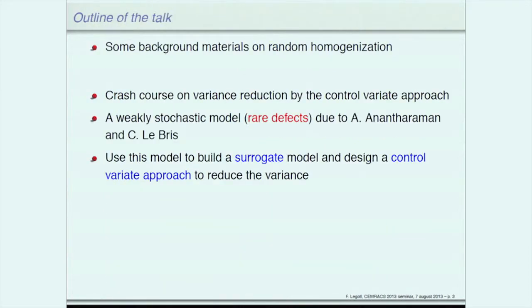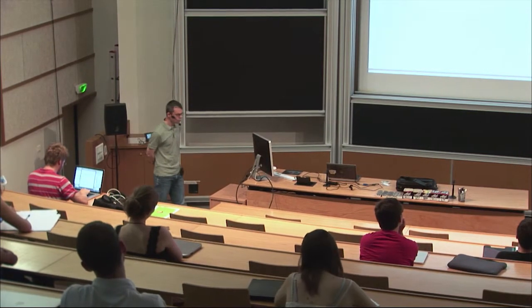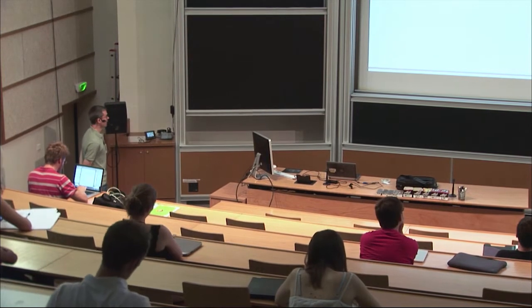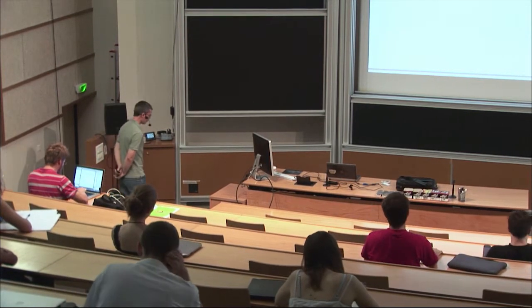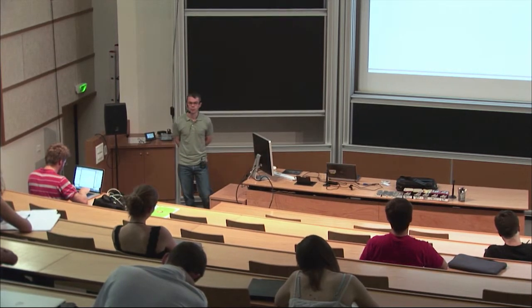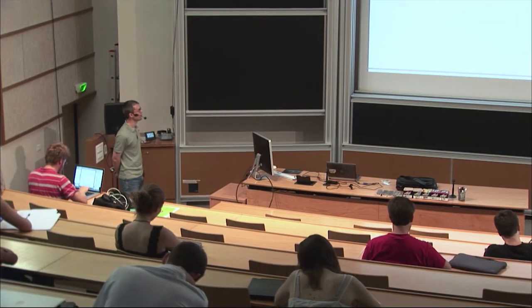What I'm going to describe is first some background material on homogenization. Then I'm going to explain the control variate approach, which is the approach I'm going to use. I'm going to describe it in a very general setting. The control variate approach is essentially based on using a surrogate model, which is an approximate model, which you use to reduce the cost and to improve the efficiency.